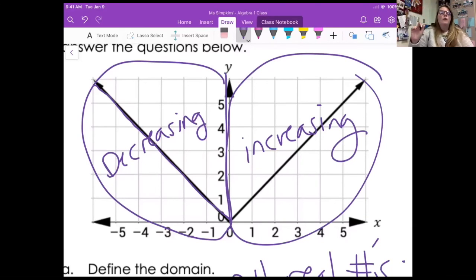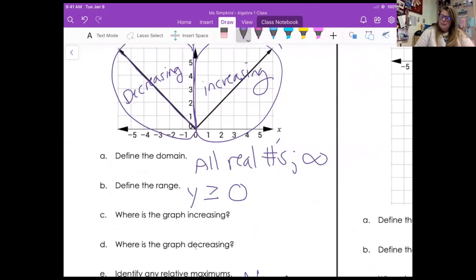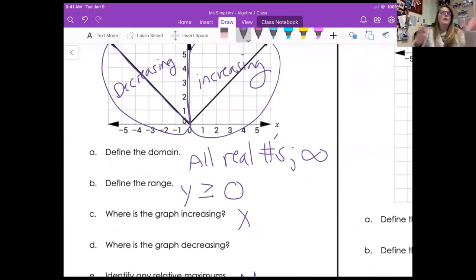Now I'm going to show you how you should write it if I'm asking you about increasing, decreasing. We're going to use x, because remember, we're moving left to right. That's our x-axis, our horizontal. What point does it change direction? So what's the minimum? The minimum is (0, 0). So we're going to use 0. And we're going to use an inequality symbol to describe.